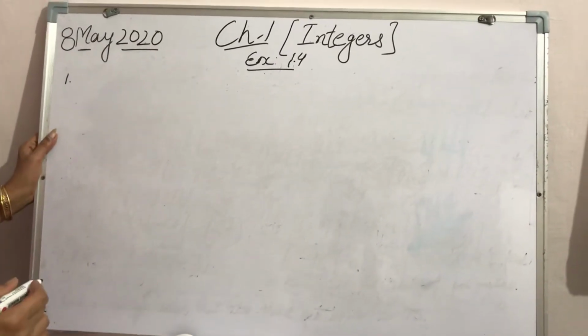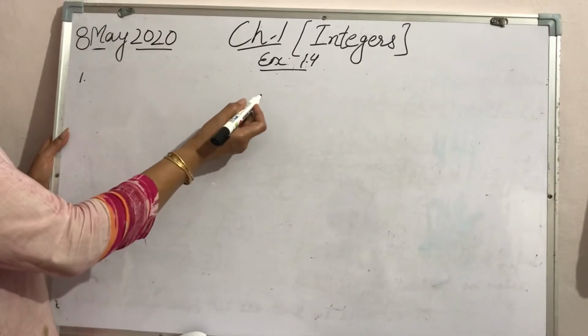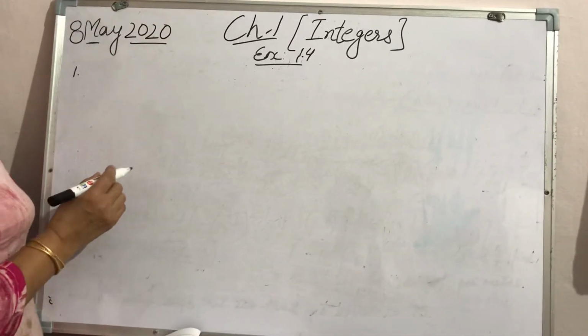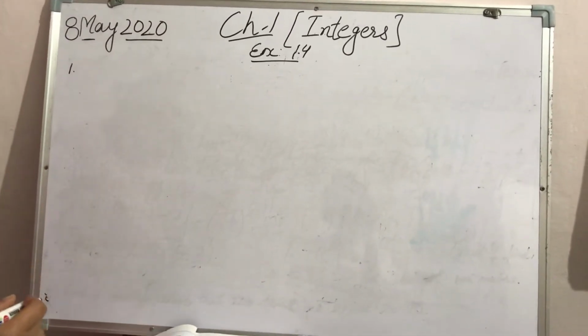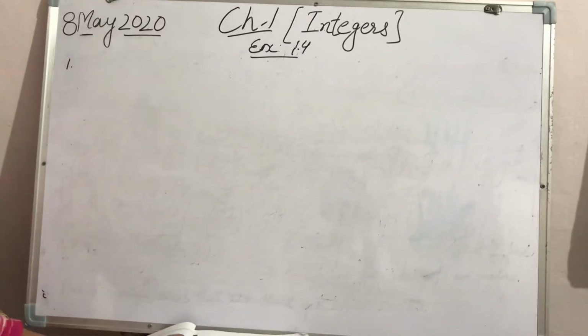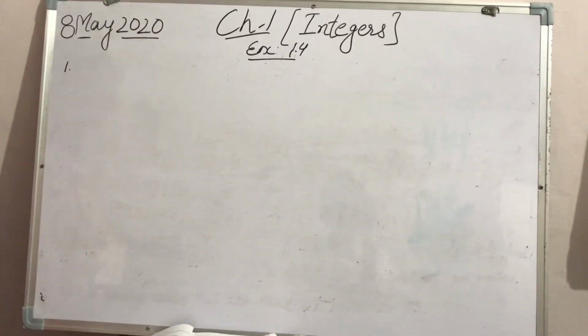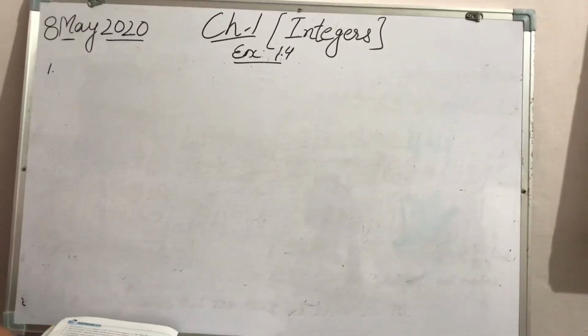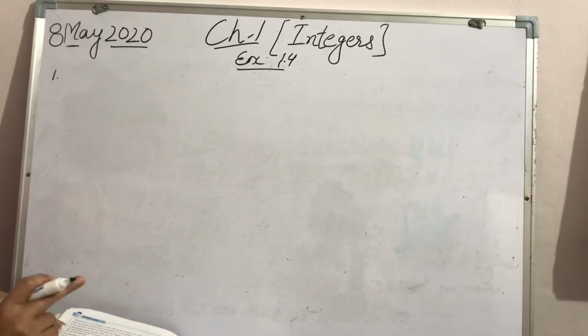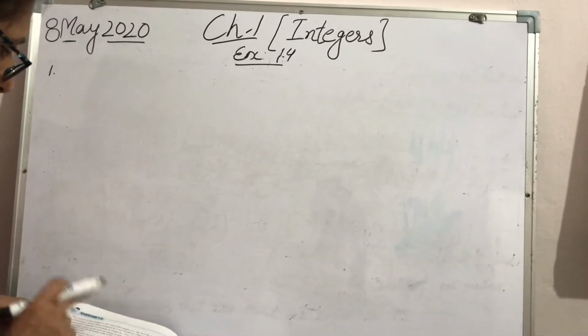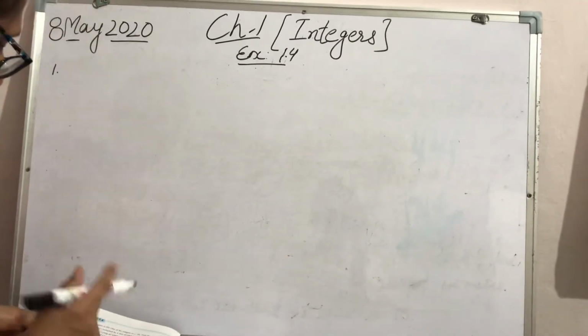Now we are going to start the last exercise of this chapter, exercise 1.4. So open your books. First question of this exercise. So concentrate on the statement first. I am reading it. Listen to it carefully and open your book.